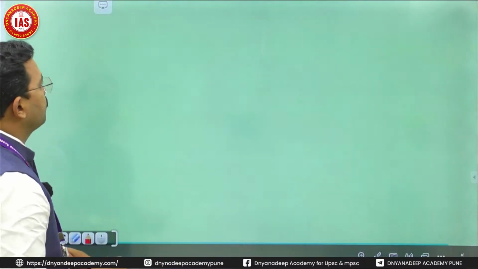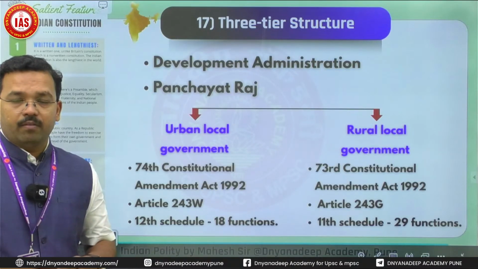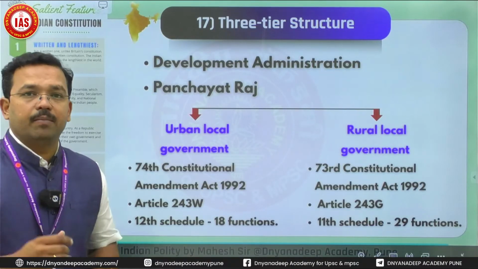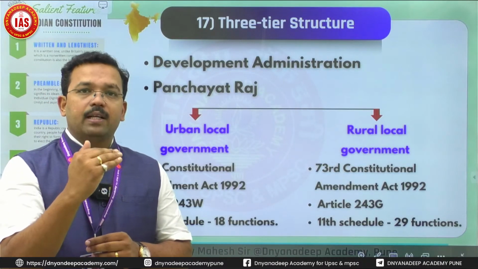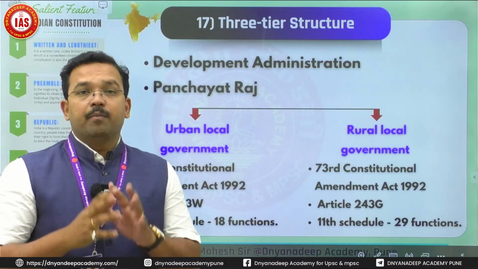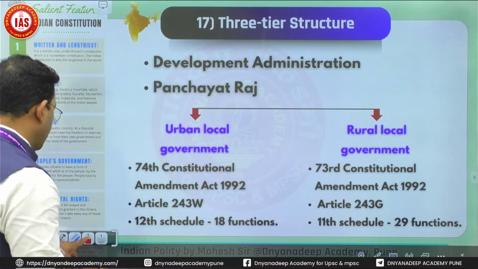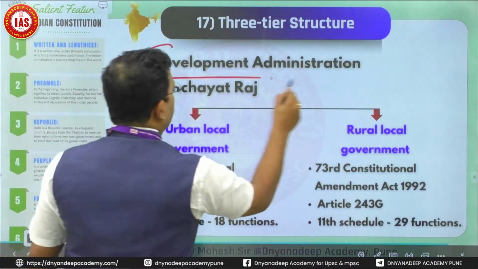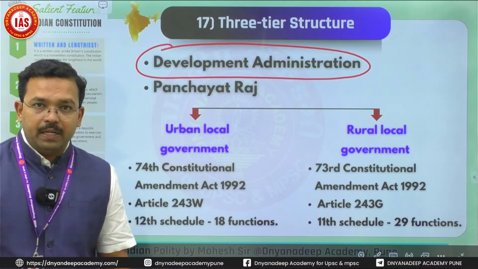Then we have a three-tier structure. We have three-tier government. In the center, we have central government. In state, we have state government. And at the local level, we have a local government. But famously, this local government is known as development administration.